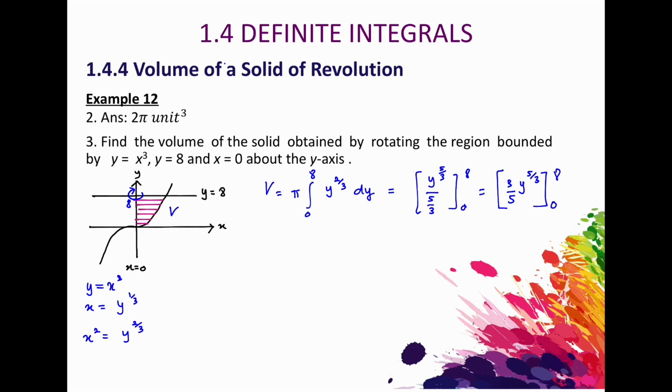And then plug in the values of the boundaries. We get 3 over 5 times 8 to the power of 5 over 3 minus 0. Sorry, I forgot the pi here. And here we also have pi on the outside, and then finally we get 96 over 5 pi unit cube as the volume of the region when it is rotated about the y-axis.